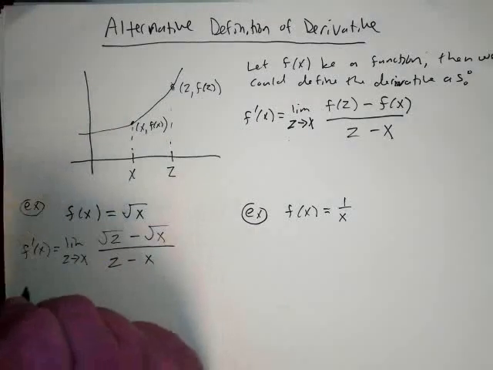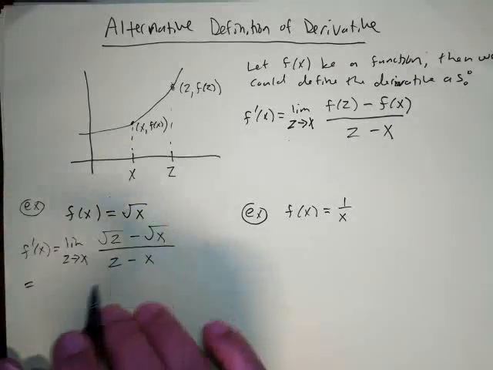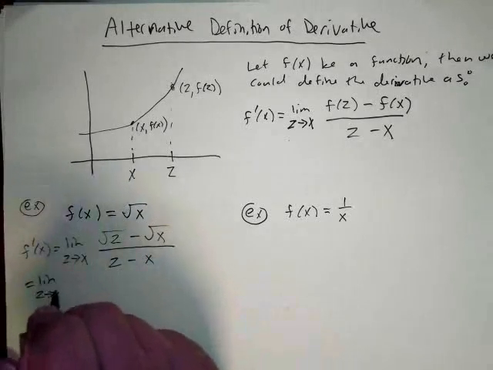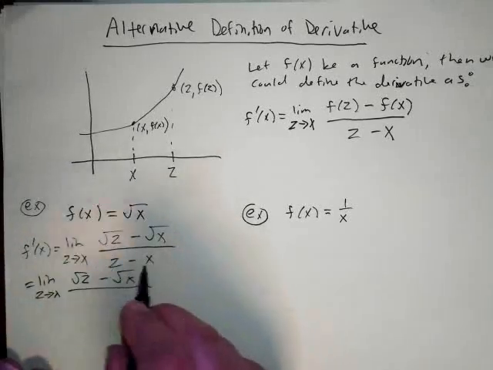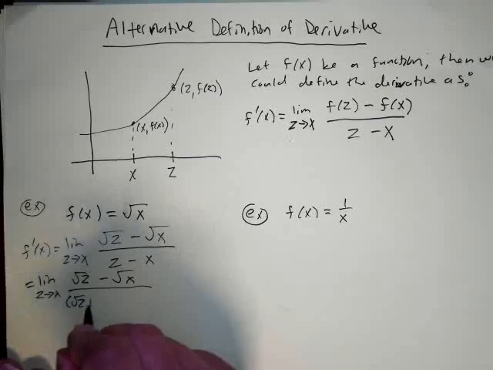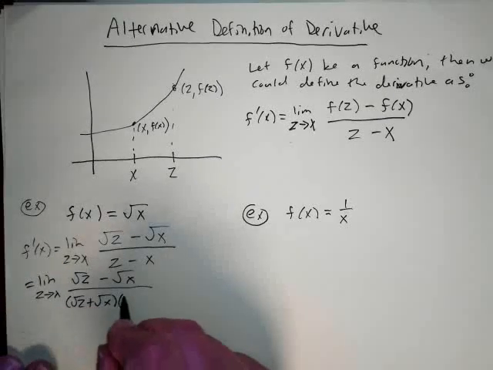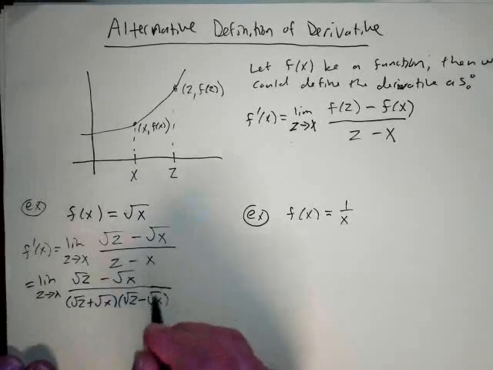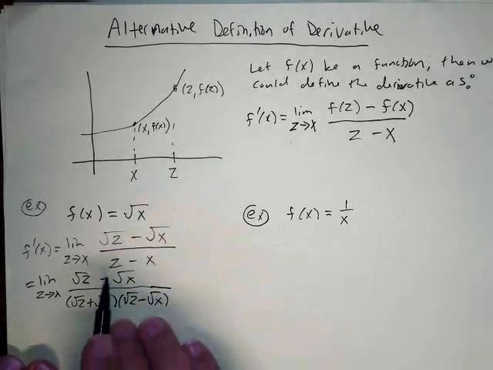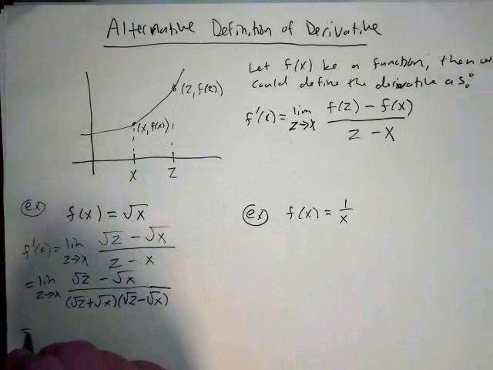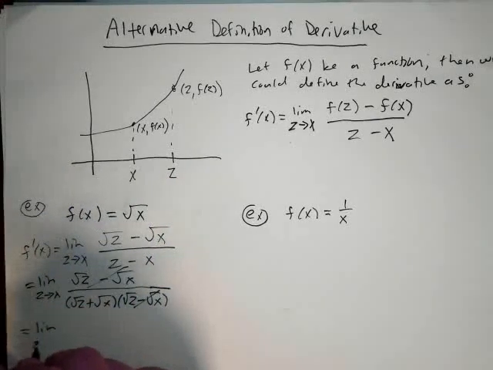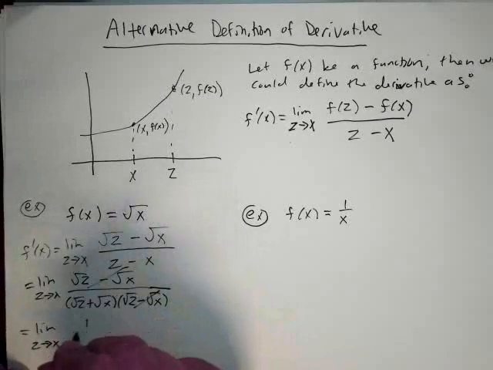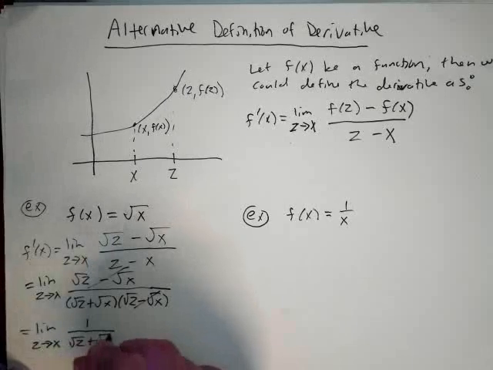Now, this will be kind of weird, but I'm going to factor z minus x as follows. On the top, I have the square root of z minus the square root of x. But now I'm going to factor the bottom as the sum and difference of things that look like this: the square root of z plus the square root of x, times the square root of z minus the square root of x. If this is a and that's b, then this is a squared minus b squared, because when you square these, you just get z and x. Then one of these cancels out, and you're just left with the limit as z approaches x of 1 over the square root of z plus the square root of x.